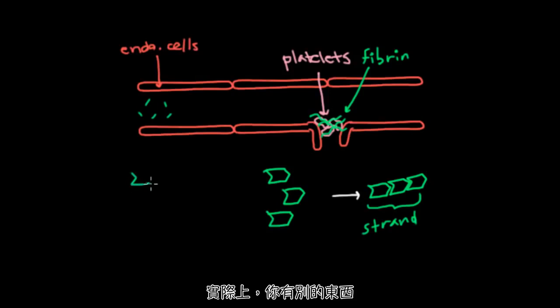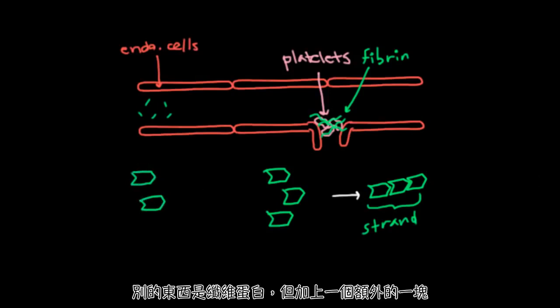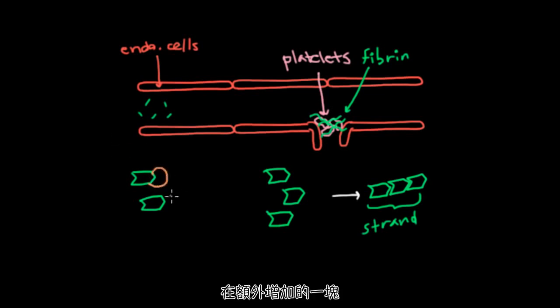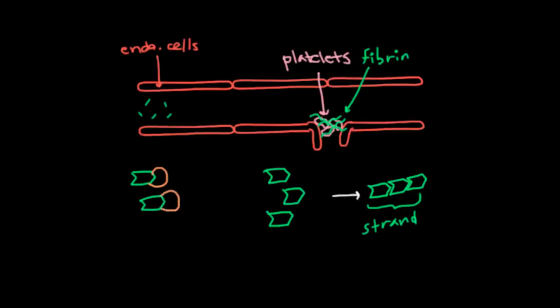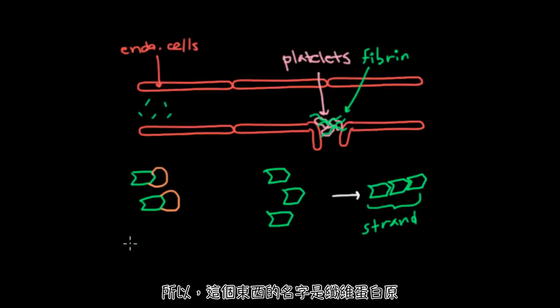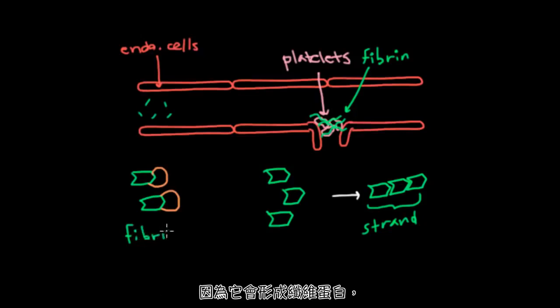You actually have something else, which I'm going to draw here. And that something else is fibrin, but plus an extra piece. And that extra piece, as you can see, covers one of the active sites of the fibrin and therefore prevents it from joining to itself. So the name of this thing is fibrinogen, probably because it will form fibrin, hence the fibrinogen.